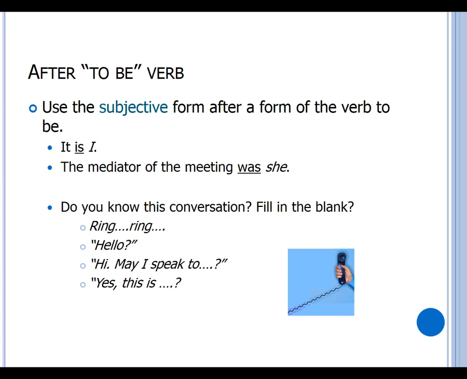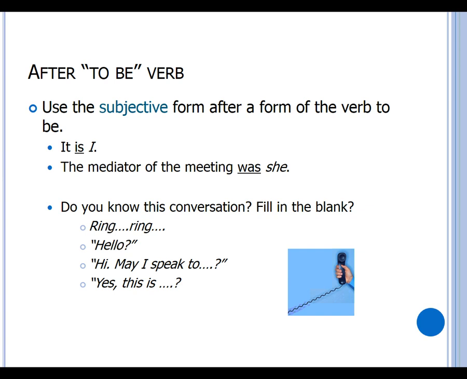Another pronoun question is what case do you use after a form of the verb to be? Although it may not sound right to you, use the subject case after to be verbs. For example, it is I. The linking verb is a form of the verb to be. So I is the subject pronoun that comes after it.